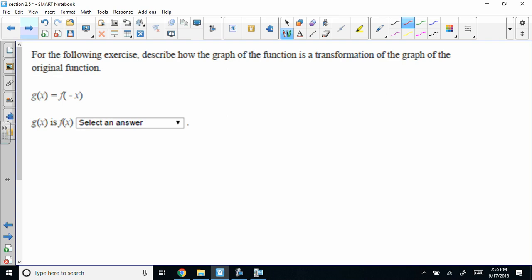For the following exercise, describe how the graph of the function is a transformation of the graph of the original. g of x is equal to f of negative x. So g of x is blank. g of x is f of x what? Y'all remember which one it is? I don't know. Look at it. It is a, yeah, horizontal, right? We say reflection about the y-axis, right?